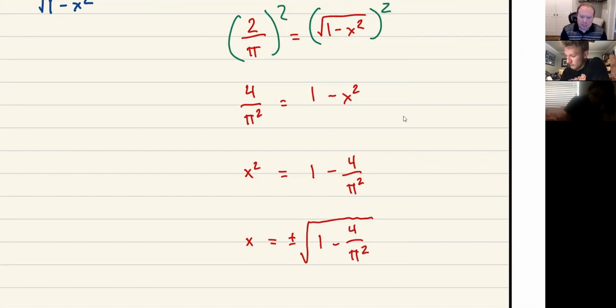Again, this is a little bit nasty. It does work out to be, I think, about 0.9. So it is a value between -1 and 1, so plus or minus 0.9. Don't forget the plus or minus, because whenever you take the square root of both sides, you do consider both the negative and the principal root.